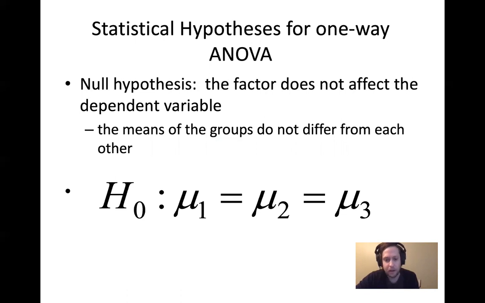Now for ANOVA, we have an example here with 3 conditions. The null hypothesis is basically what happens if there's no significant difference, if there's no effect of the independent variable. So our null hypothesis is mu1 equals mu2 equals mu3. There it is right there. You have as many mu's as you have conditions in your independent variable.